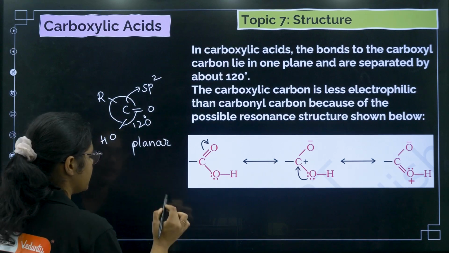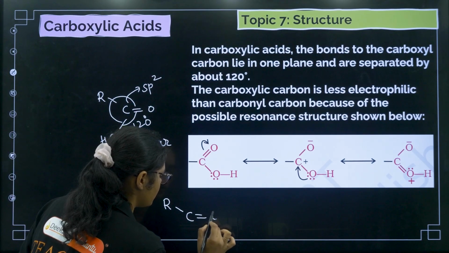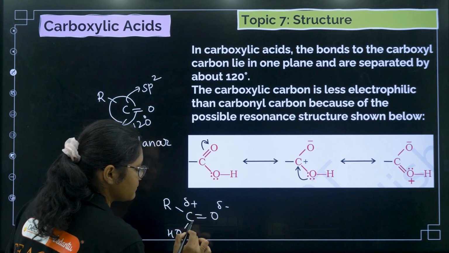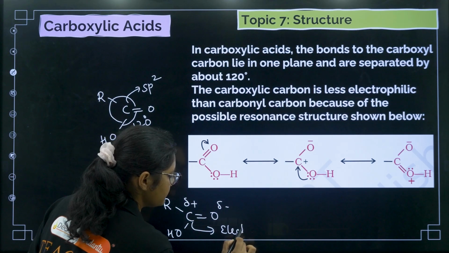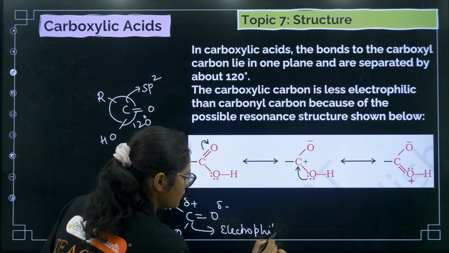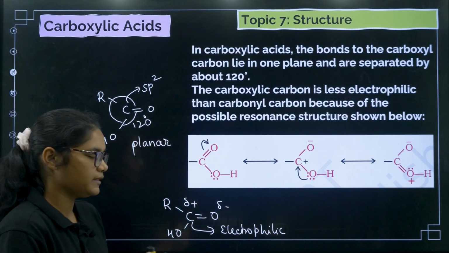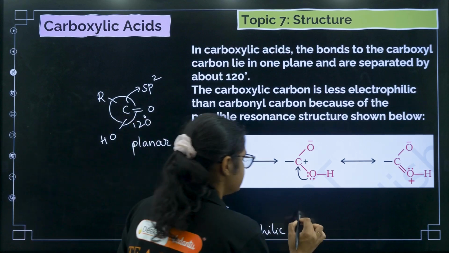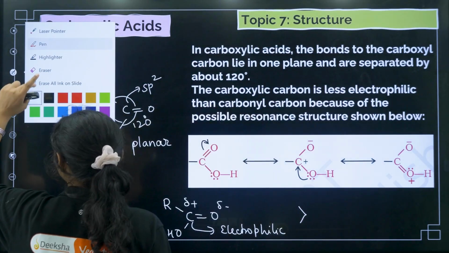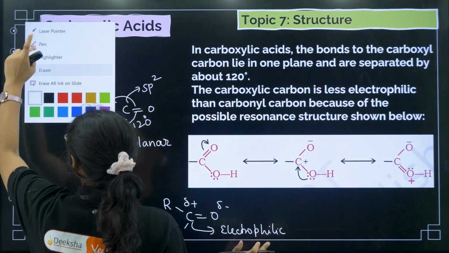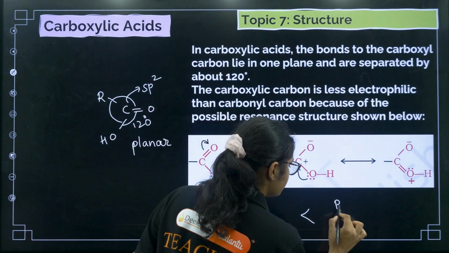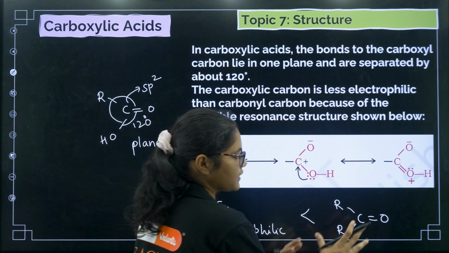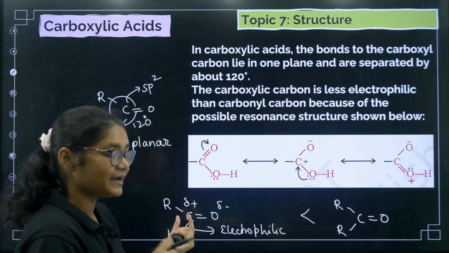Okay, so next is an important thing about this carboxylic acid. If I see R, C double bond O, OH, you can see here it is negative, here it is positive, right? So that means this carbon is electrophilic in nature, right? But one important thing is acids are less electrophilic than carbonyl compounds. Okay, so if this is a carbonyl compound, acids are less electrophilic.